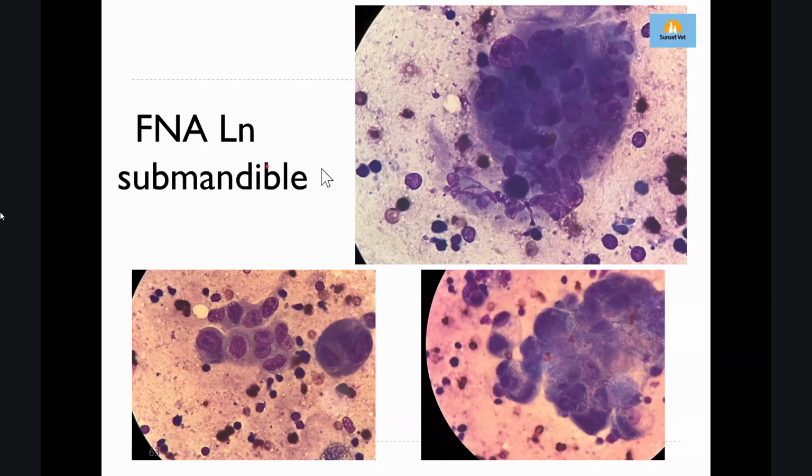Mm, are you sure about the inflammation? Is there any white blood cell? Okay, go on, go on.